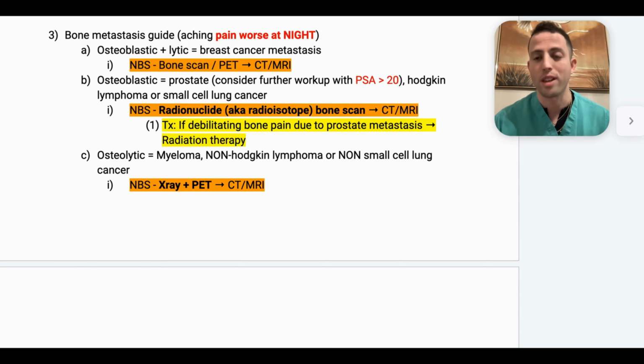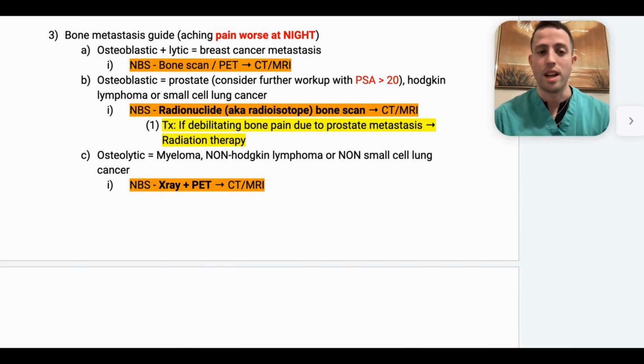But the number one thing you should be thinking if you see osteoblastic on the USMLE is prostate cancer. That's the one that they test the most. But keep in mind, the exam gets harder every year. They start trying to put more and more tricks into there. So make sure you know Hodgkin lymphoma or small cell lung cancer as well.